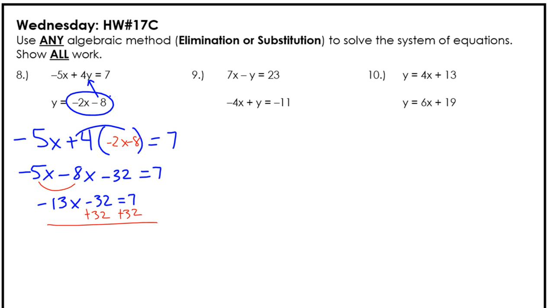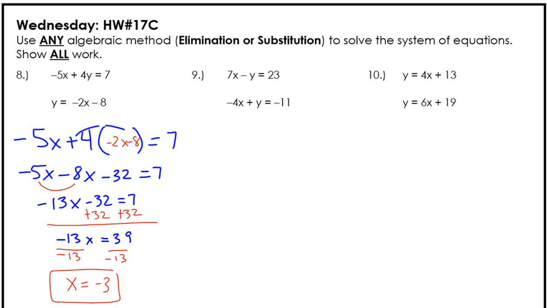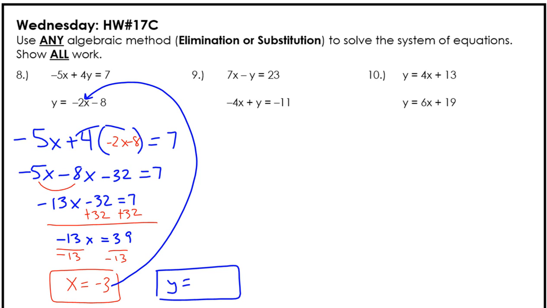And when I'm done, I will get a value for x only, but a system has two variables in it. So even though I'm done solving for x, I'm not done with the whole question. If your question has two variables, then you have two solutions. So if I want to find the answer for y, which is my second variable, I need to take this value of negative 3 and plug it back into either of my equations.